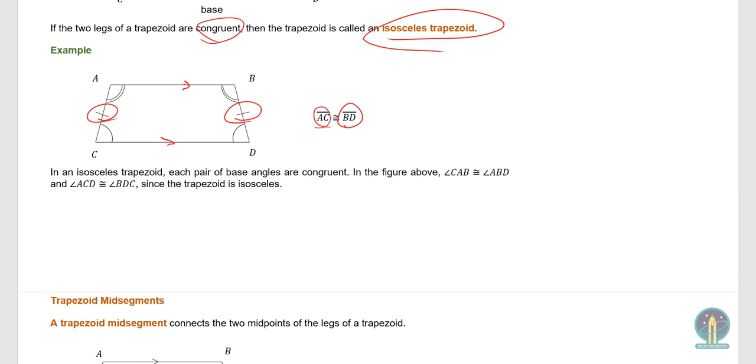Each pair of base angles is congruent, right? So in the figure above, angle CAB is congruent to angle ABD. So angle CAB, which is this angle, is congruent to this angle. And then angle ACD, which is this angle, is congruent to this angle, angle BDC, since the trapezoid is isosceles.